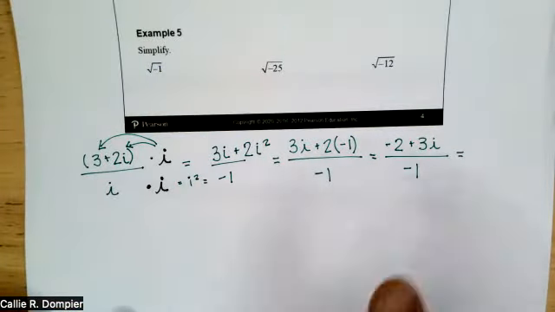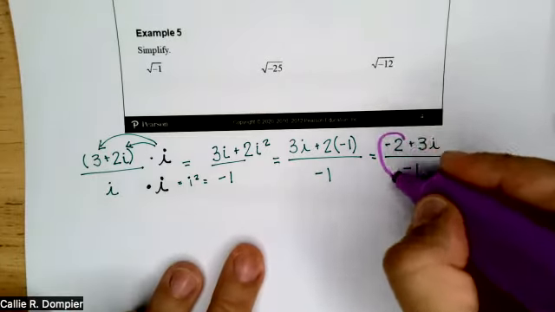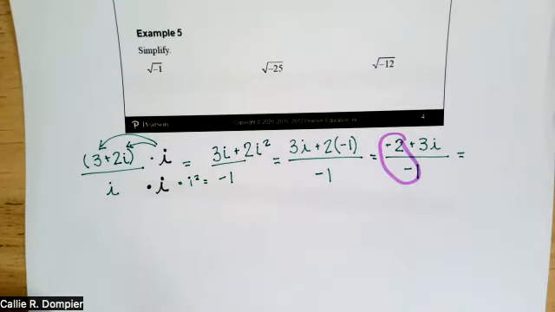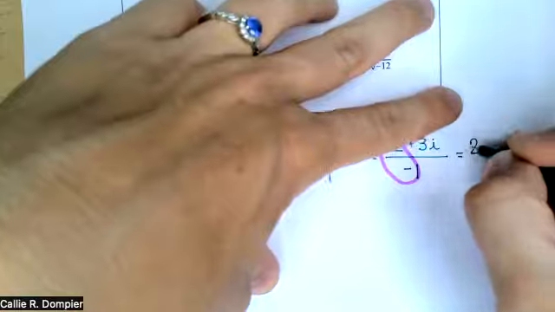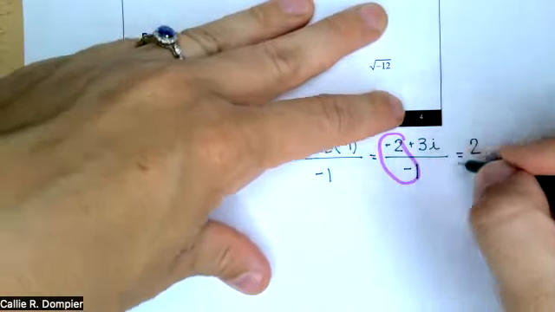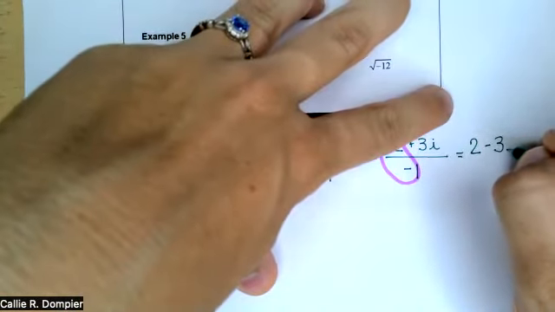Now anything divided by -1, we're just changing the sign of it, right? -2 divided by -1 just becomes a +2, right? Negative divided by a negative becomes a positive. Positive divided by a negative becomes a negative.